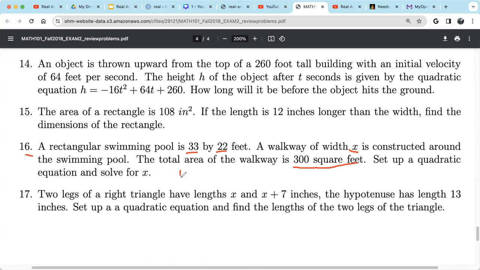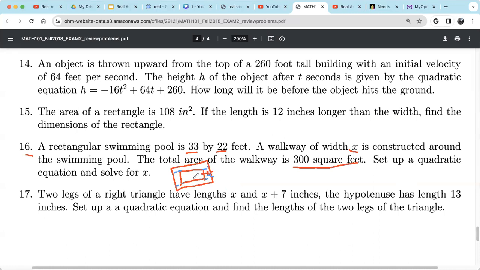All right, let's just draw the pool, a rectangular pool, right? Now around this, build a walkway. And then, for the walkway, the width is x. Let me use a different color. And we know the area of the walkway is 300 square feet. So let's find the area.